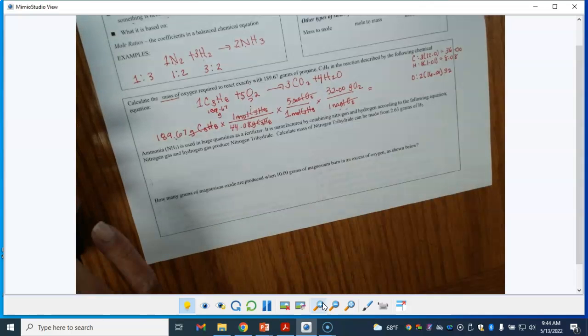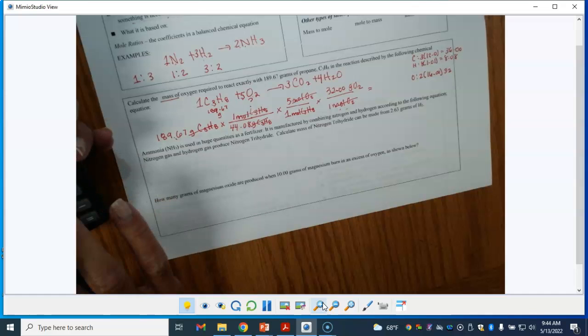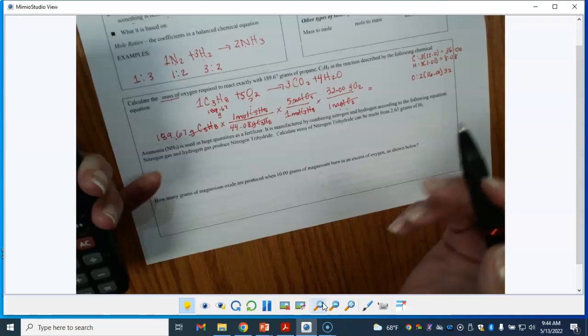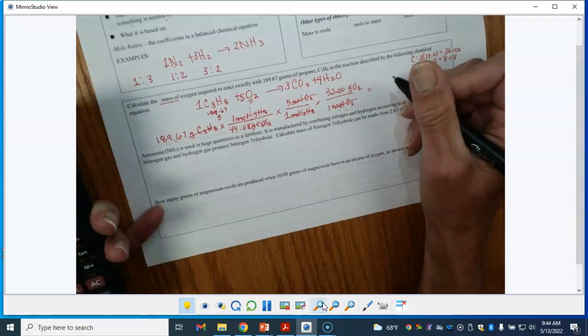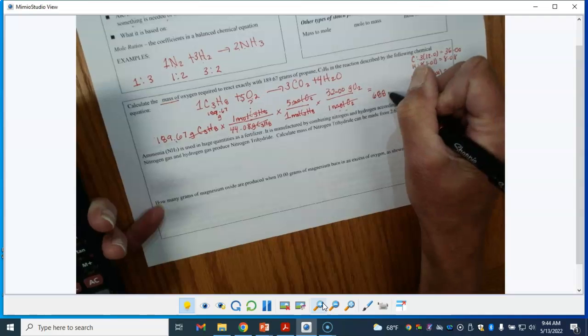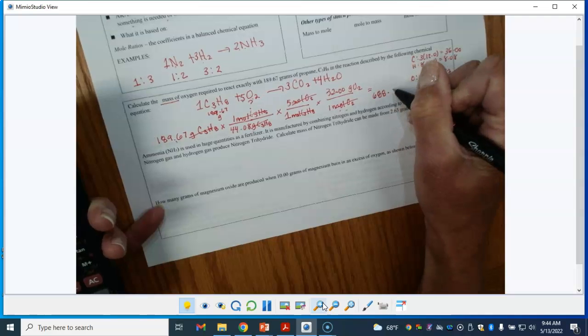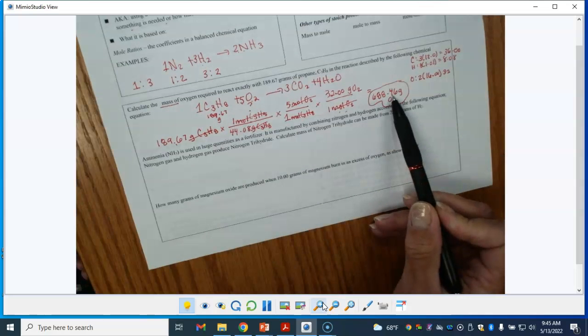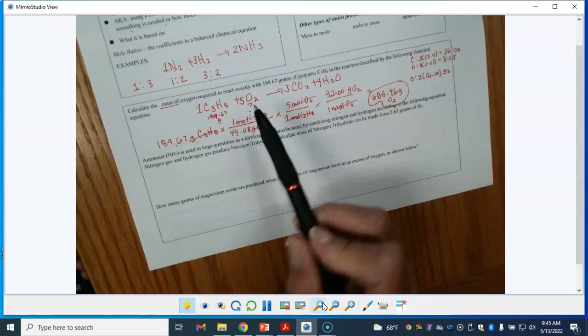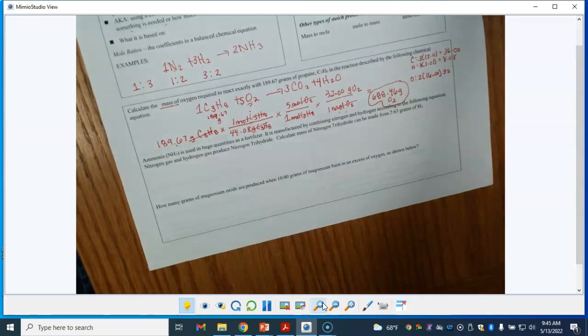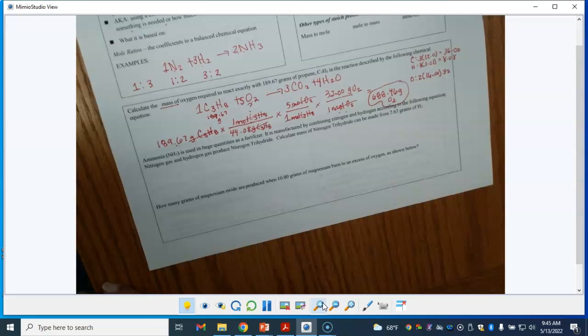So 189.67 times 5 times 32 divided by 44.08 is equal to, I started with 5 sig figs, so I'm going to end with 5 sig figs, 688.46 grams of oxygen. So if I start with 189.67 grams of propane, I need 688.46 grams of oxygen for my reaction to go to completion. That is stoichiometry. Let's do another problem here.